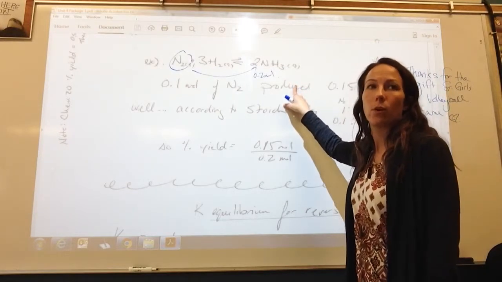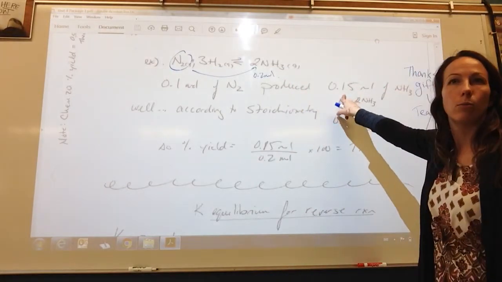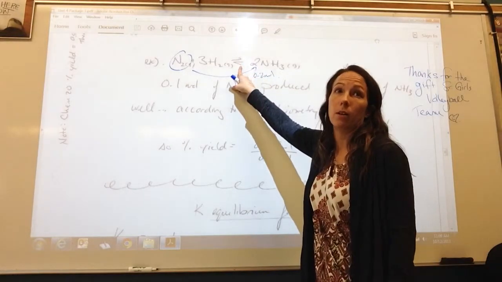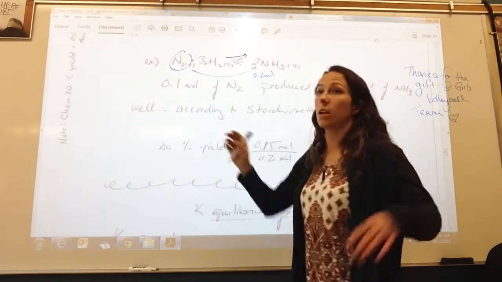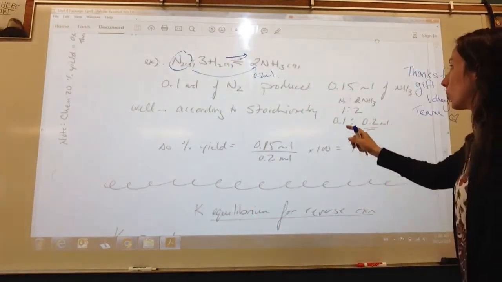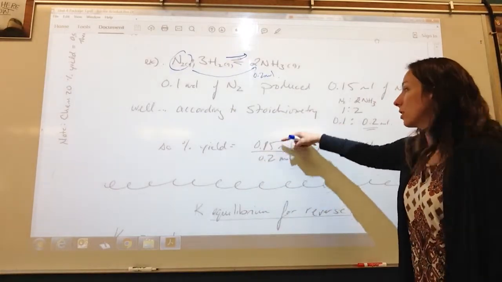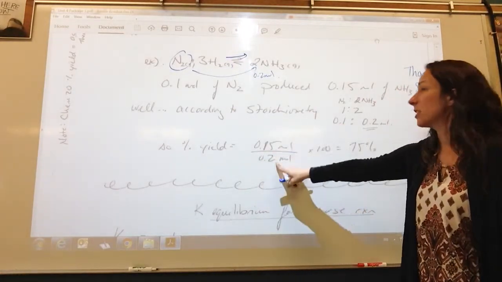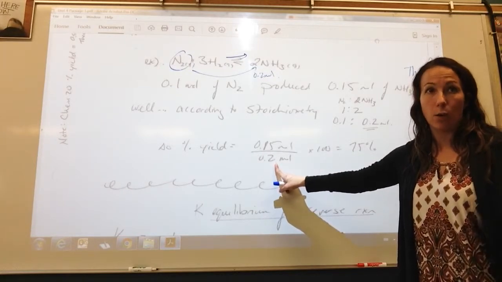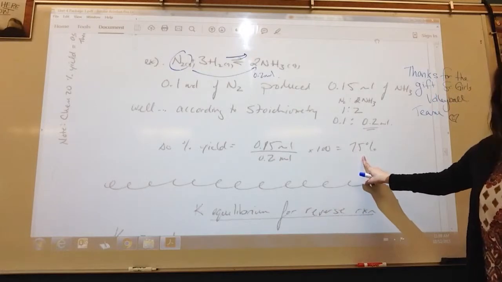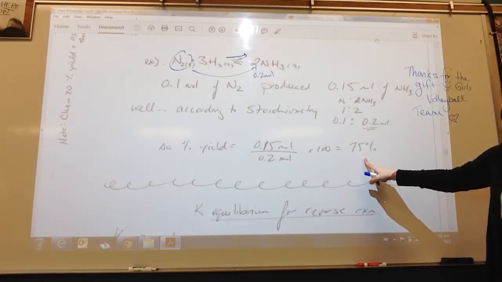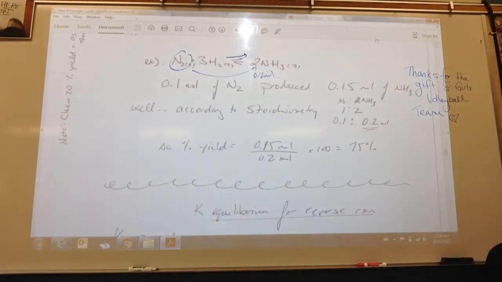I don't make 0.2 though. In my factory, I only get 0.15. Why is that? Because of this equilibrium. Because it's not a 100% lovely little conversion, but rather it's equilibrium arrows. So percent yield says, this is what I get in my factory. This is what I could have got if I did it 100% yield-wise. So I'm only getting 75% of my yield. Everybody okay with that? Okay.